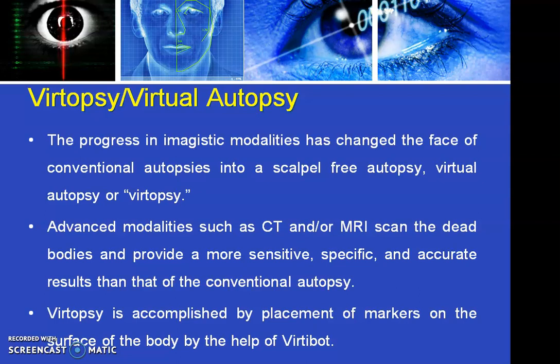Then we see photopsy or virtual autopsy. Progress in imaging modalities has changed the face of conventional autopsies into a scalpel-free autopsy, the virtual autopsy. Advanced modalities like CT or MRI scan the dead bodies and provide more sensitive, specific, and accurate results than conventional autopsy. Autopsy is accomplished by placement of markers on the surface of the body with the help of Virtobot.